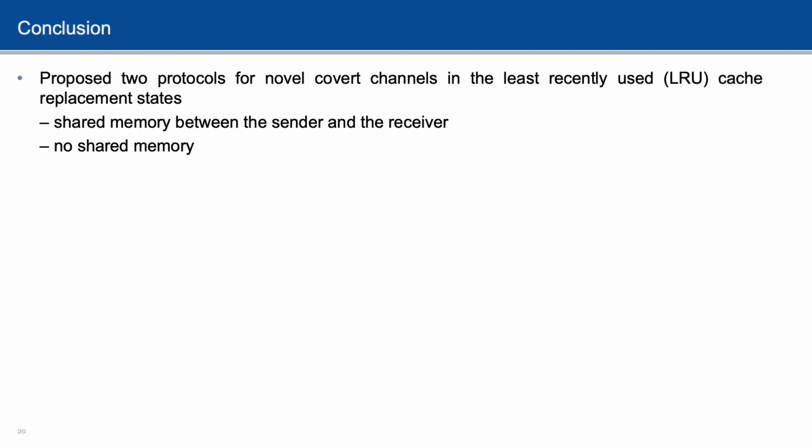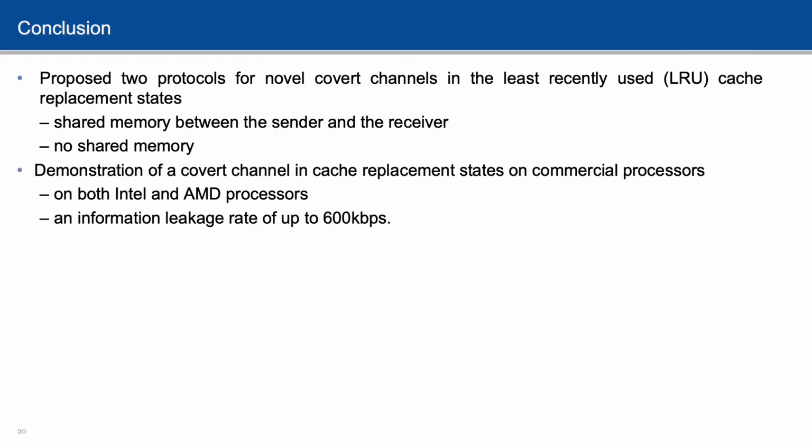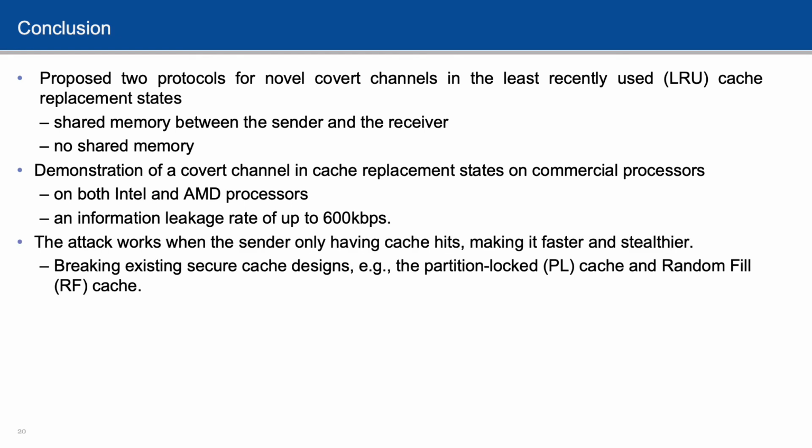In conclusion, in this paper, we propose two protocols for novel covert channels in the least recently used cache replacement state, when the sender and receiver share memory or do not share memory. We also demonstrate this covert channel on commercial processors, both Intel and AMD, showing an information leakage rate of up to 600 kilobits per second. And we show this attack works even when the sender only has cache hits, making it faster and stealthier.